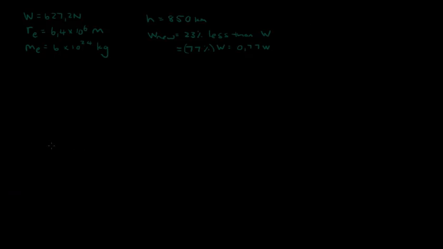So let's draw a picture first. So here's the Earth, right? Super big. And here is the satellite. And we know the weight of the satellite on the surface of the Earth is 627.2 newtons. Now what we want to know is the weight of the satellite 850 kilometers above the surface of the Earth. Okay. And what is the formula for that weight? Well, Fg, same as weight, is equal to G m1 m2 over r squared, straight out of your formula sheet. Okay. Great.